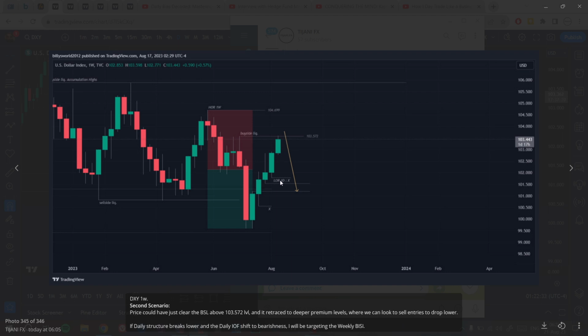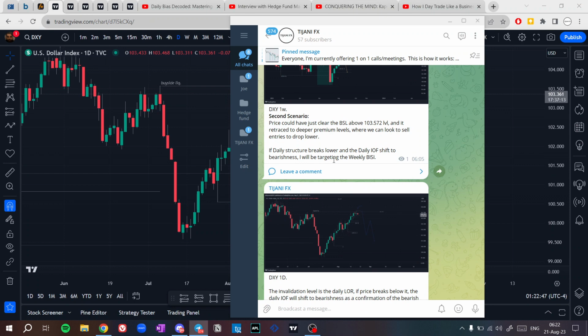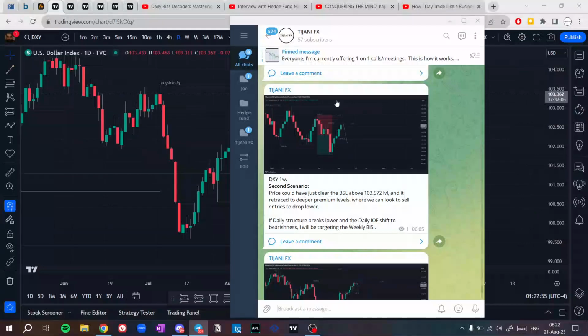So in the same scenario, as we said, the daily range is our key. If price checks this low, we're going to have a confirmation for price to fill this daily BC. I'm sorry, so if daily structure breaks lower and the daily IOF shifts to bearishness, I will be targeting the weekly BC here.